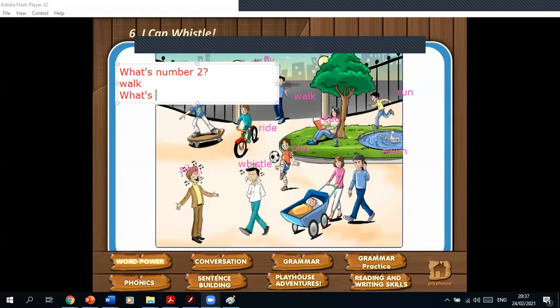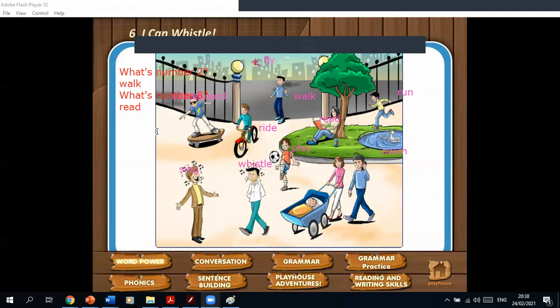I will write another question. What's number eight? We should go to the book. Let's go back to the book together. Number eight is read. Excellent. So this is how we do it in the classroom with the students.